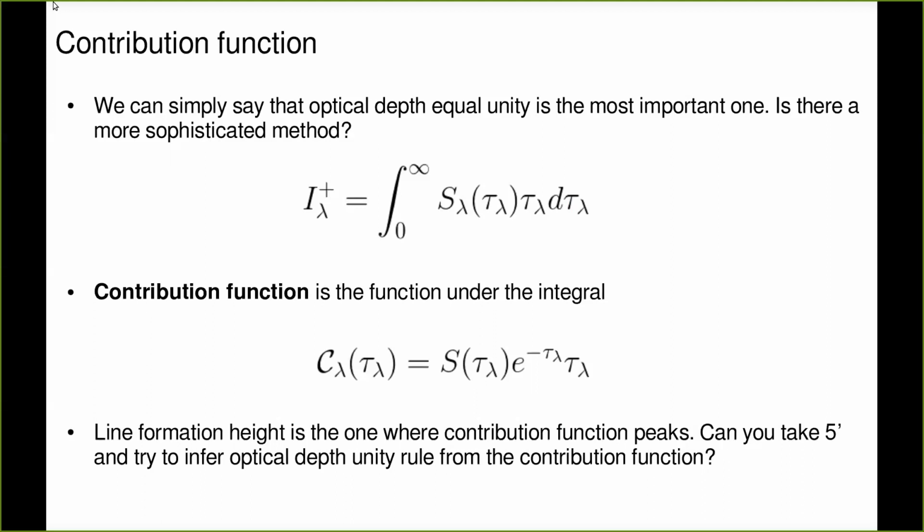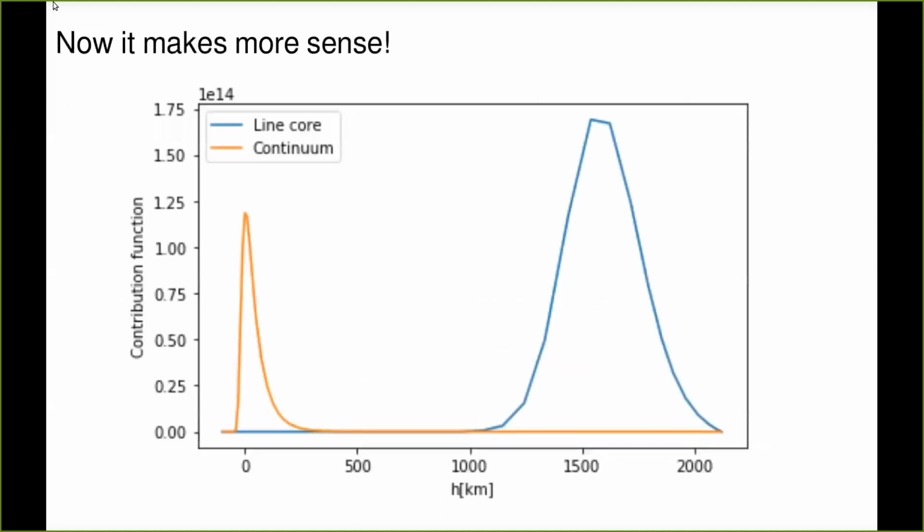See what I'm asking? Like we say that, okay, so because you weren't listening, right? The contribution function is some function which varies with tau lambda. Depth of formation using the contribution function is the depth where the contribution function peaks. So the continuum contribution function peaks here, that's where the continuum is formed, at 0. The H alpha contribution function peaks here, that's where H alpha is formed, around 1500 kilometers high.